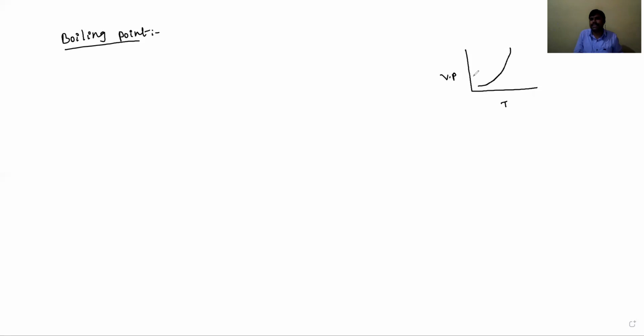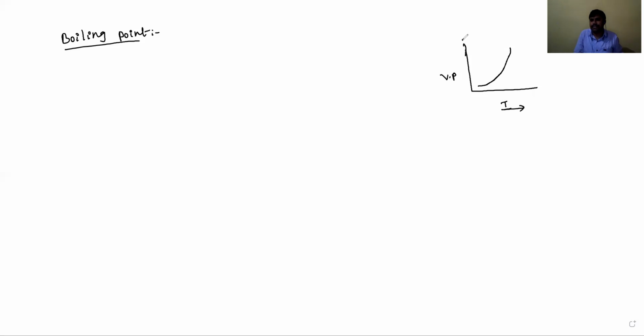Okay, students, what is boiling point? Boiling point means it is a certain temperature. For example, you take a graph between the vapor pressure and temperature. The graph goes up like this. If vapor pressure increases, the temperature increases, and if the temperature increases, the vapor pressure increases.